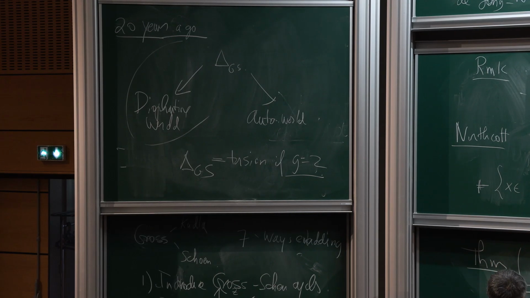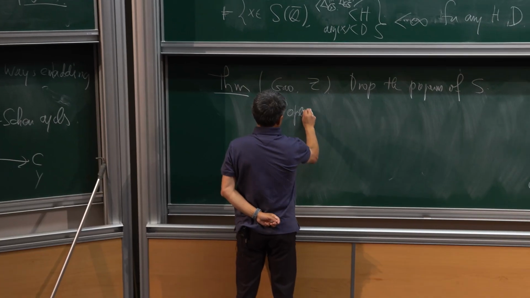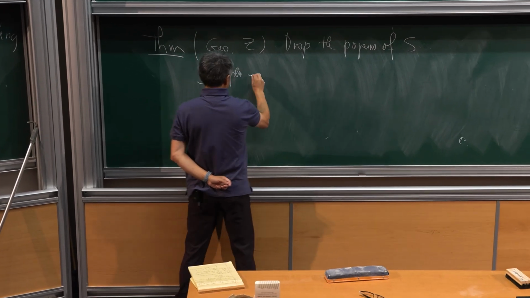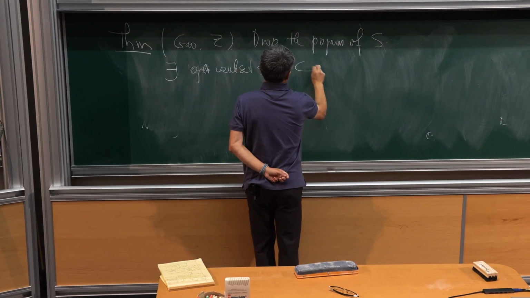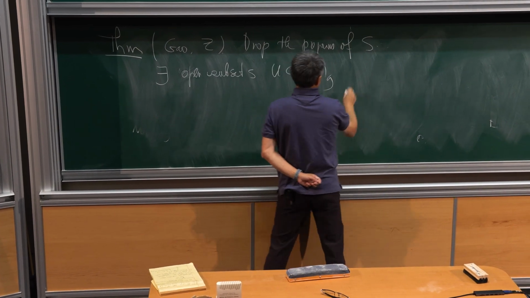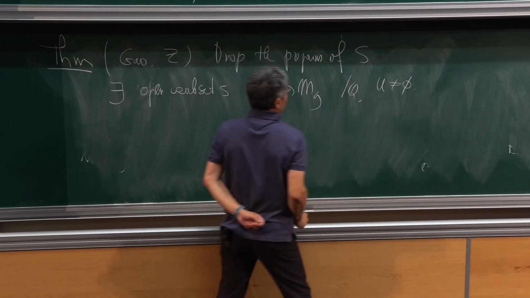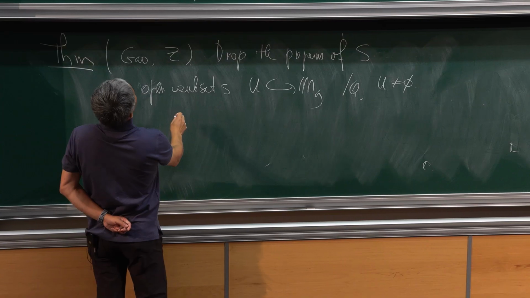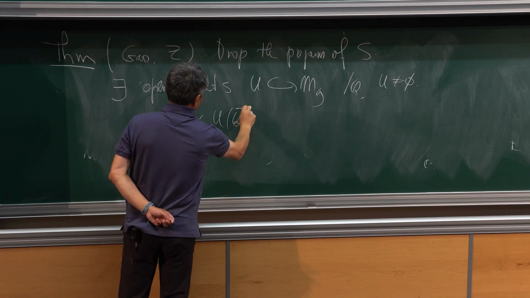So the axis are open subsets, non-empty, U inside M_g, defined over Q, and U is not empty, such that the points X inside U of Q bar.